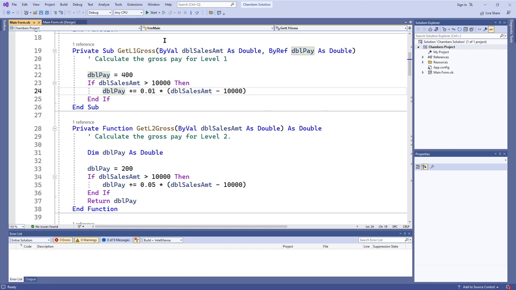So you go to the get L1 gross thing right here. For 10,001, you say, okay, well, double pay is 400 plus equals 0.01 times 10,001 minus 10,000, so 1 cent. So you would expect to get $400.01, right? That's how you would calculate that out by hand, and then you would run the program. Let's do it right now.